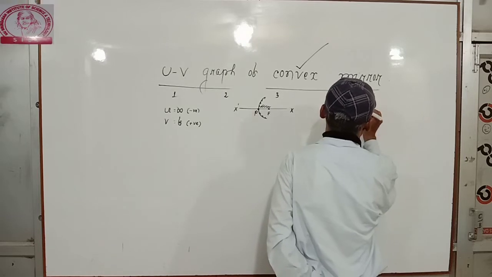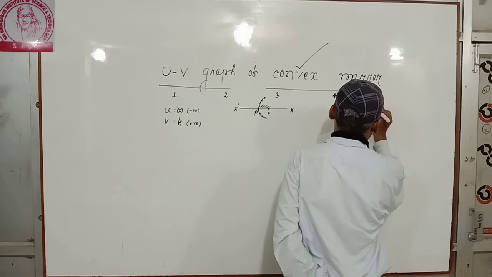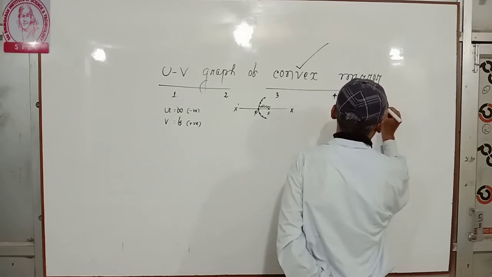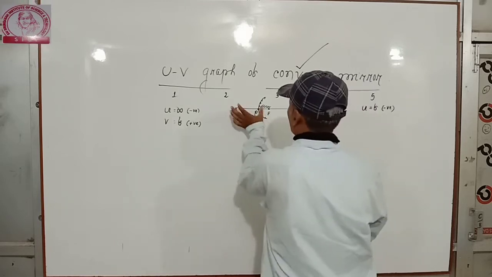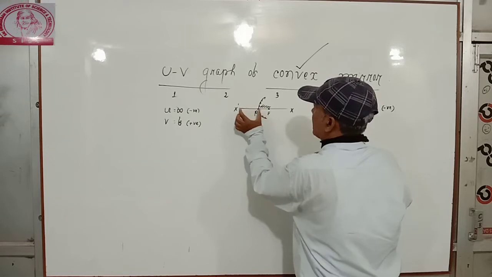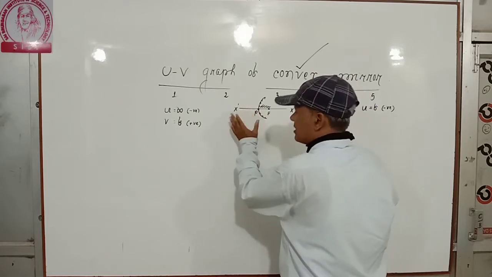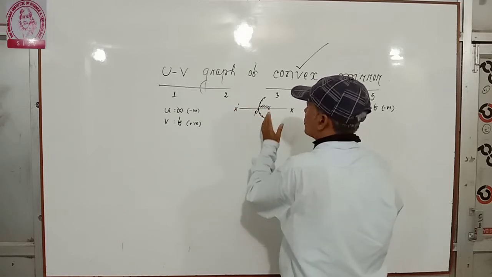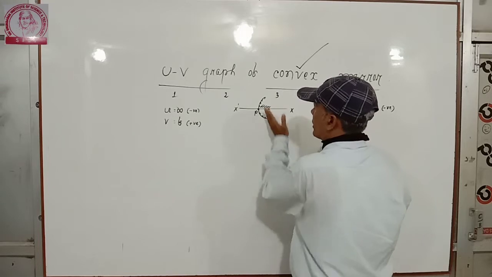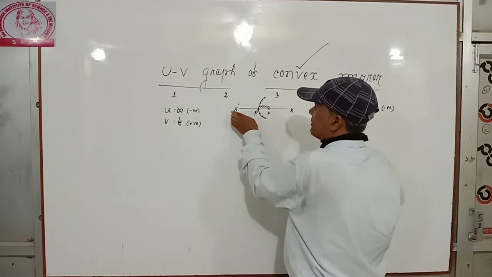U is equal to F, negative. The object positions are in front of the mirror. This is the reflecting surface. The reflecting surface heads or faces towards the negative x-axis.